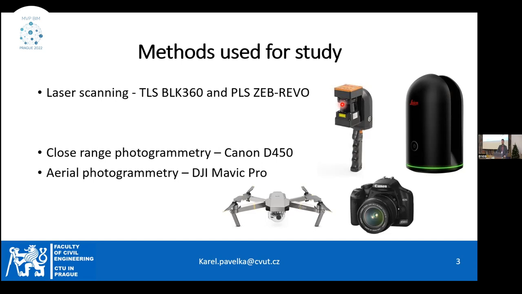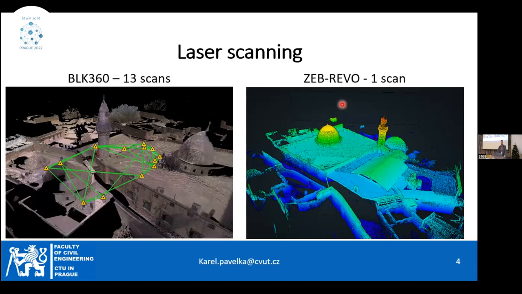We are trying to use the devices as an example, because every device has some advantage for some result. So we use the BLK360 for the precision and combine it with the photogrammetry, and the ZEB Revo to get good plans of the inside walls and also from the outside. Here is how it looks. For the laser scan, we took 13 scans around the object, and the ZEB Revo has only one scan, because it works on SLAM technology, so every scan is aligned automatically with the next, and after that you have only one result, that is one scan.